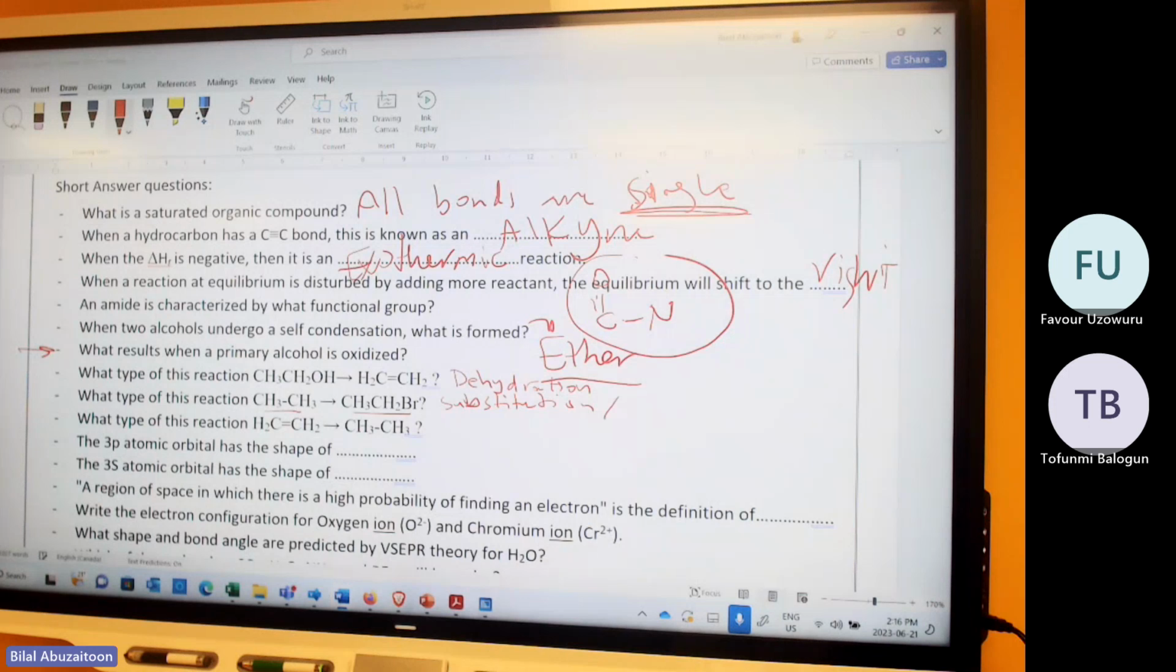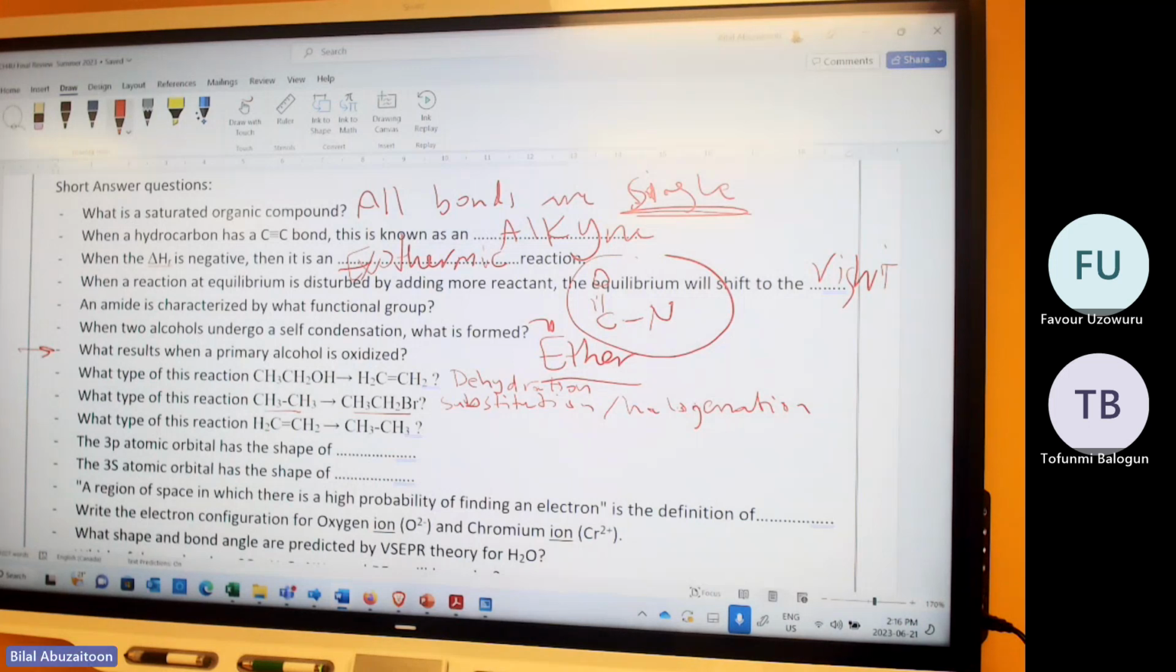Or we call it, depending on the options if it's multiple choice, halogenation. Adding halogen. Br is a halogen, right? Fluorine, chlorine, bromine, iodine. They are halogens, right? Halogenation. Can we call it bromination? Specifically for this? No. Why not? But it's okay.